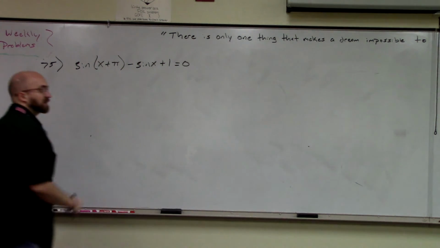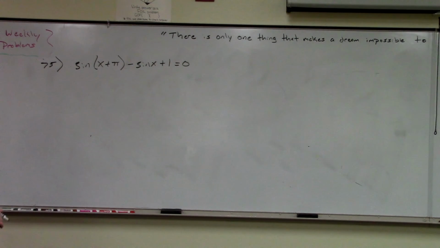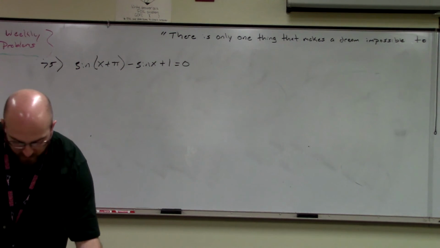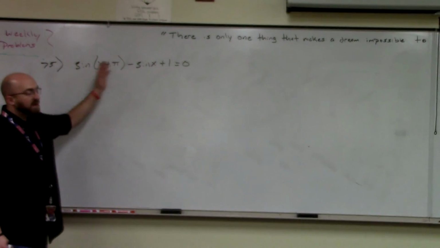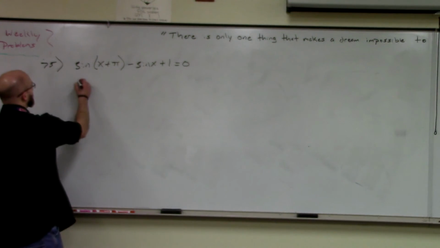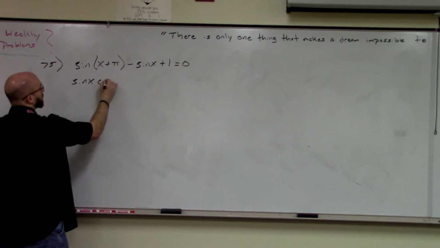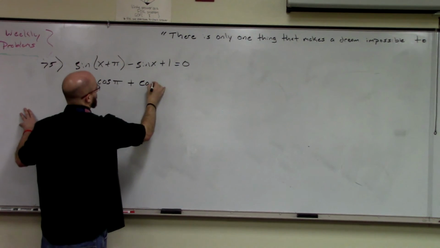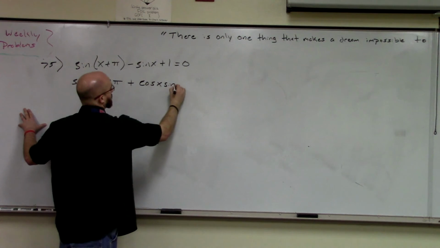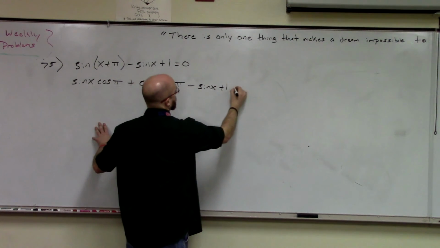For this problem, it says find the exact values of the equation on the interval from 0 to 2 pi. So this is what you learned in the previous section, 5.3, which in our section was just solving trigonometric functions. We have this, we can't just distribute that. Rewrite this as a u plus v again. So sine x cosine pi plus cosine x sine pi minus sine x plus 1 equals 0.